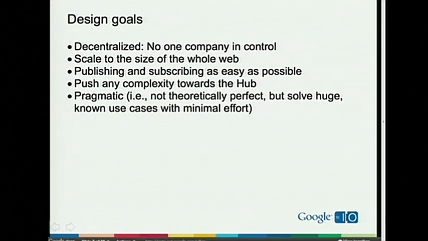The other thing is we wanted to scale to the size of the whole web. The web is built with decentralized protocols that scale up and can work at massive scale. We wanted PubSubHubbub to work the same way. We wanted to make publishing and subscribing as easy as possible so that it would be very easy for you to get started with the protocol, start adopting it, and start using it in your applications immediately. Part of the reason we did that is because we knew we wanted a critical mass of people to use this so that it would catch on. And I'm happy to say that we're starting to get there, which is great. We'll talk more about that later.